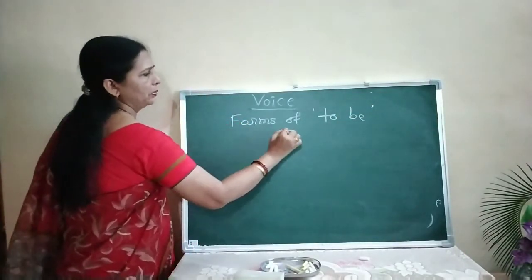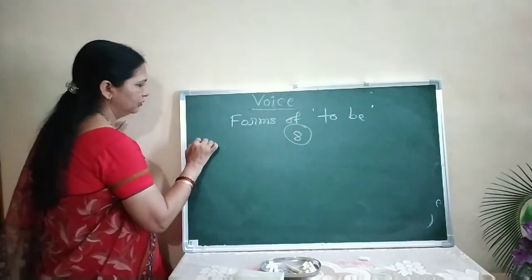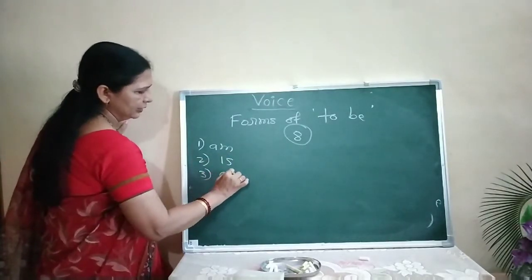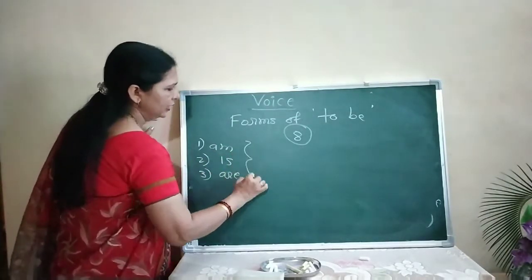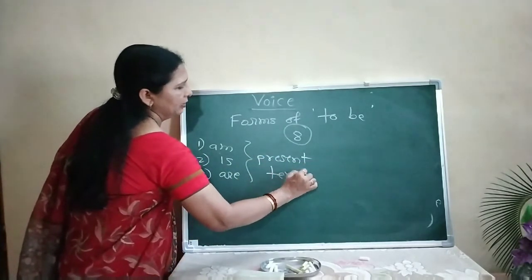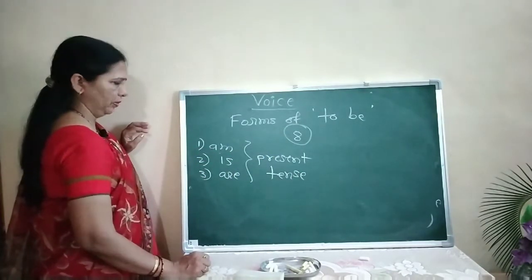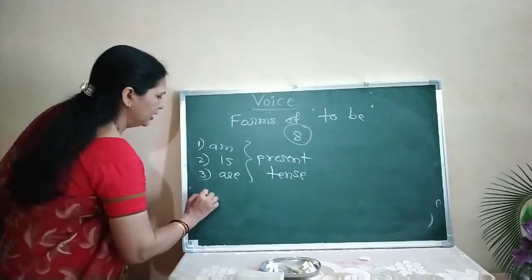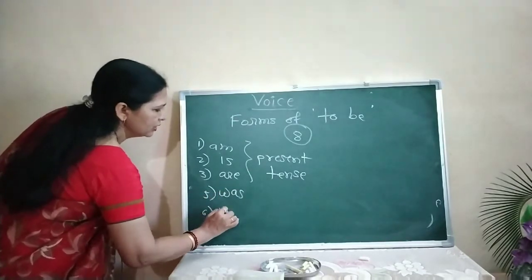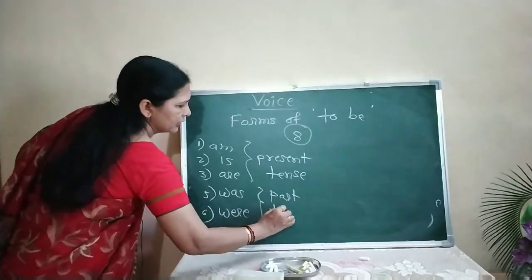So see, forms of to be, total 8 forms are there. The first one is am, second is is, and third are. Where are they used? They are used in present tense. Means when the verb is in present tense, we are using these forms of to be. When the verb is in past tense, then we are using was or were.